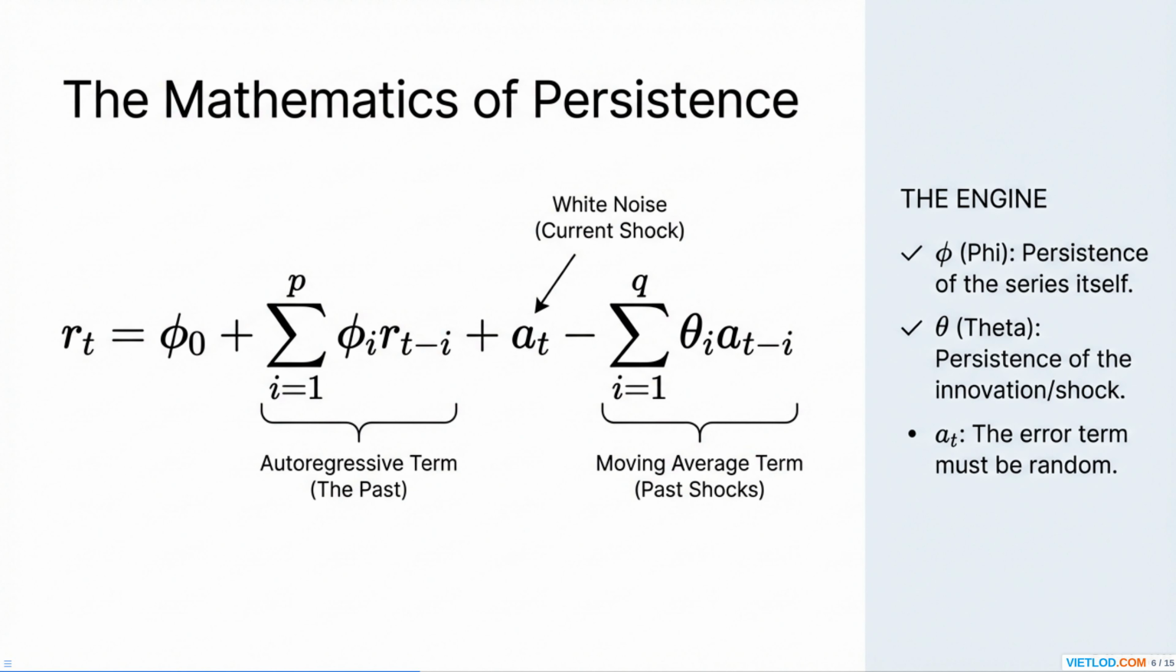We've talked about these AR and MA components. Let's now look at the actual equation that brings them all together. This equation is the engine of an ARMA model, representing the value of our series at time t, denoted by r_t. The first part is the autoregressive, or AR, term.